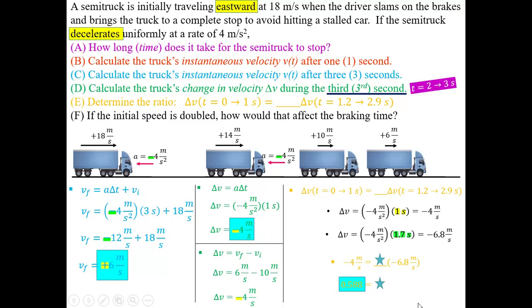All right. Let's do part F. Part F asks us if the initial speed is doubled, right? So instead of 18 here, it'll double to 36. So how would that affect the braking time?